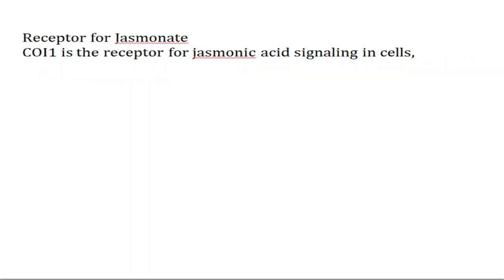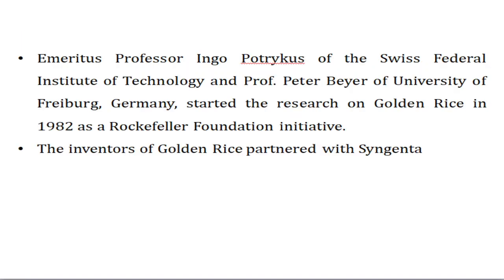Next, what is the receptor for jasmonate? COI1 is the receptor for jasmonic acid signaling in plants.